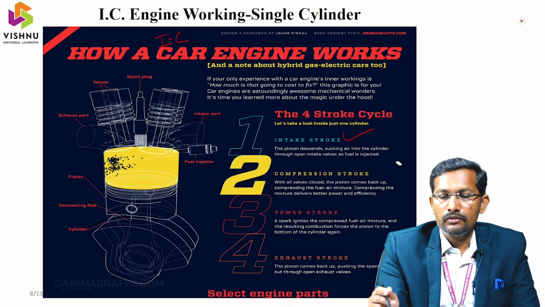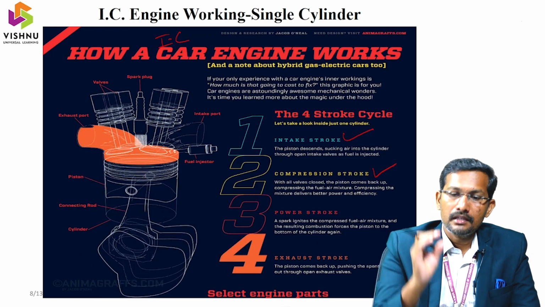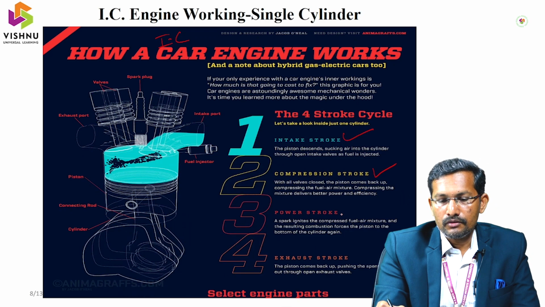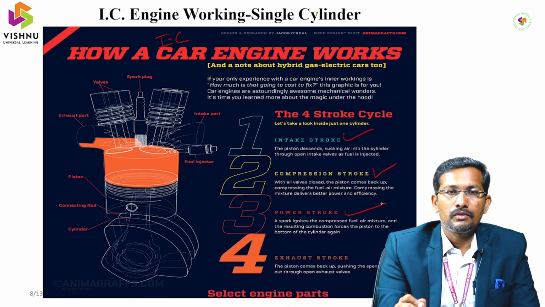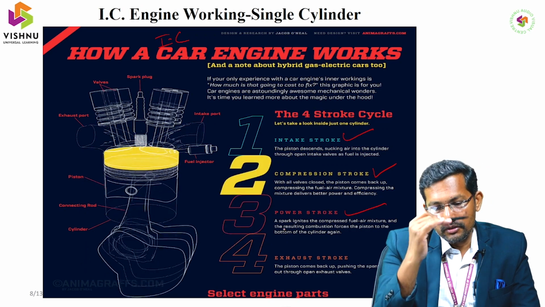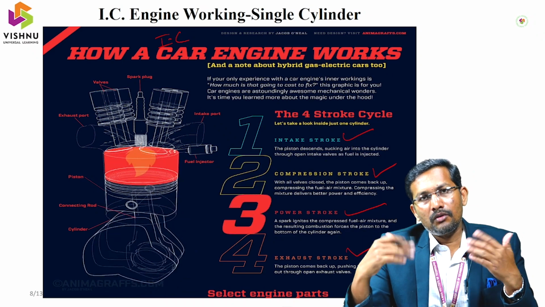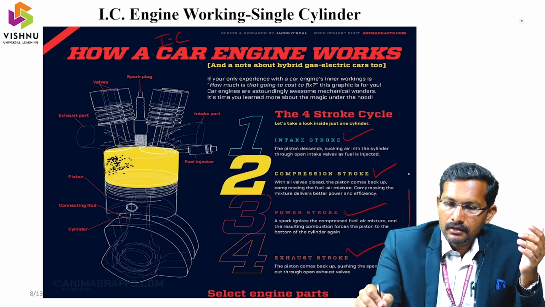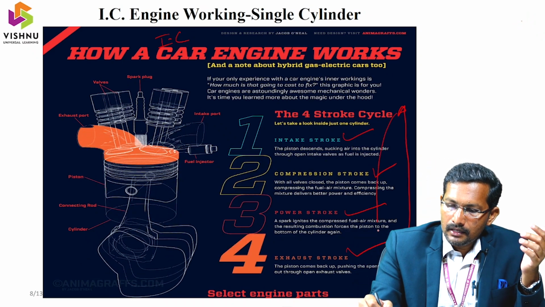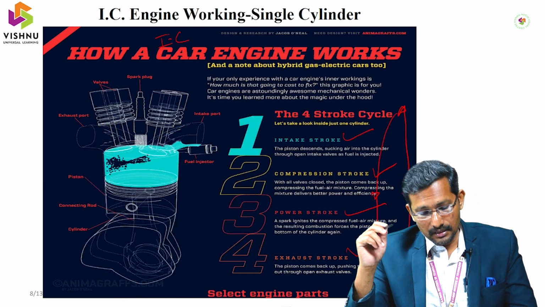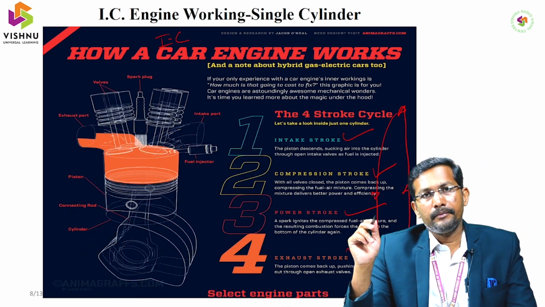Next, in the second stroke, you are compressing the air-fuel mixture, or air. After that, the third stroke is the power stroke. Once combustion takes place, the piston is pushed in the downward direction. Fourth, we exhaust the air-fuel mixture outside. Again the cycle begins, and again the cycle comes around. This is very simple. This is nothing but internal combustion engine working.